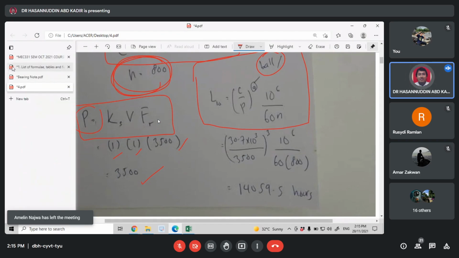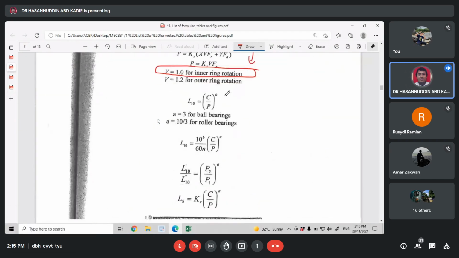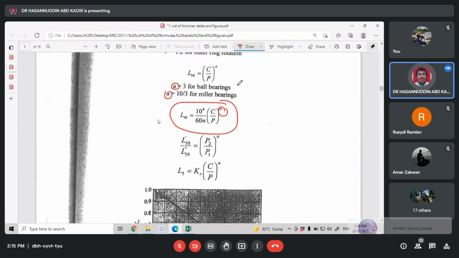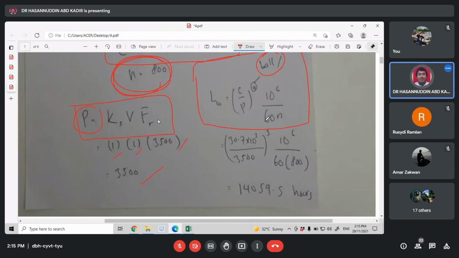So where do you get this one? You can go for this one first. The value of A here depends on this one. Let's say this question mentioned about ball bearing, so we can put the value of 3 here on A. C you already know, the value of C here is from the table, 30.7. So don't forget about this one, the kilonewton here. This one is kilonewton.